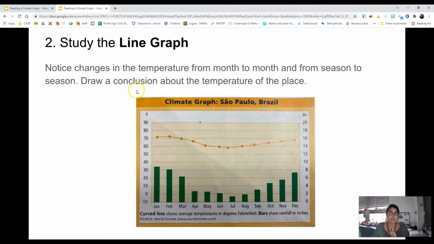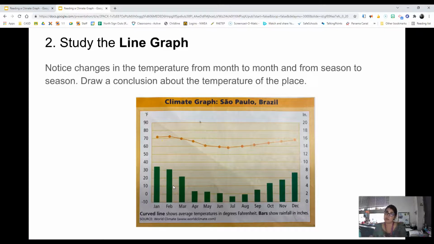What month is it the hottest? So we look here and we see that the hottest month is probably February. So then, okay, the hottest month is February, and then we need to look, well, what is the temperature? So the temperature is about 71, 72 degrees Fahrenheit in February. So we know that that is the hottest month.